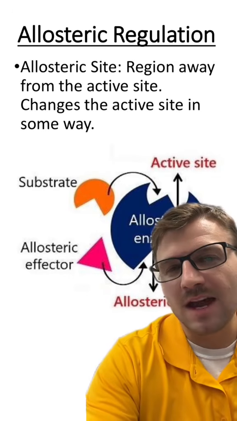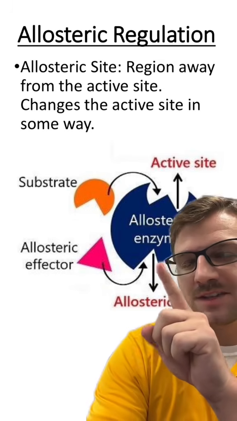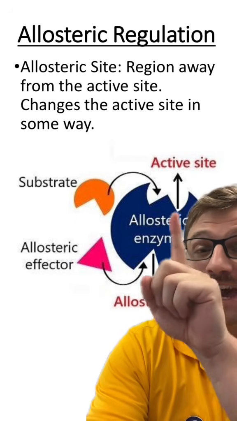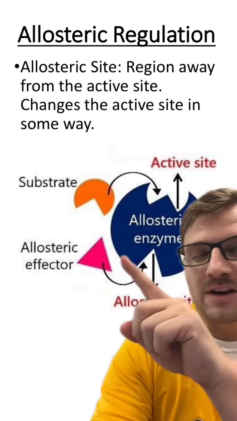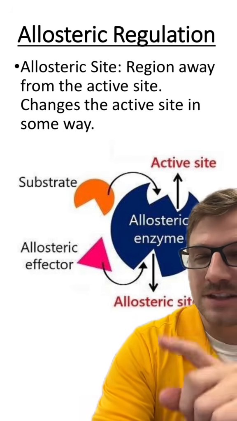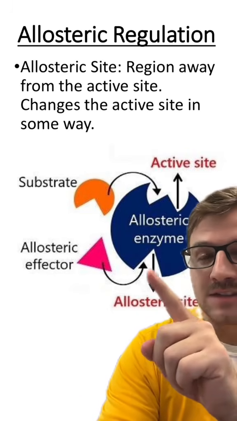Go over the concept of allosteric regulation we see in enzymes. Remember that the allosteric site is the region away from the active site on an enzyme that's going to affect the active site in some way. Whenever a certain molecule binds with this allosteric site, it's going to change this active site in some way. But again, this allosteric site is away from the active site on an enzyme.